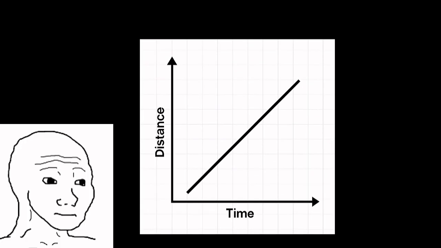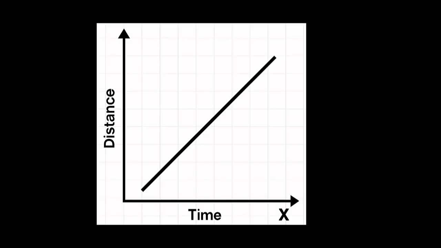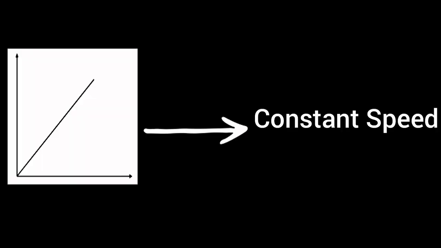Oh, nice drawing. It is a distance-time graph. Its x-axis represents time and y-axis represents the distance. The slope between them shows the speed of the object. Some key terms. This straight, diagonal slope means the speed is constant, hence, uniform motion.